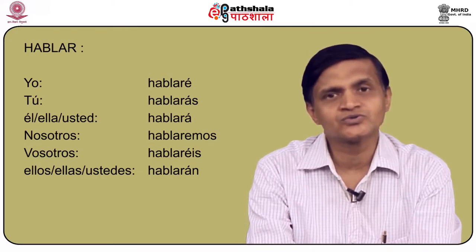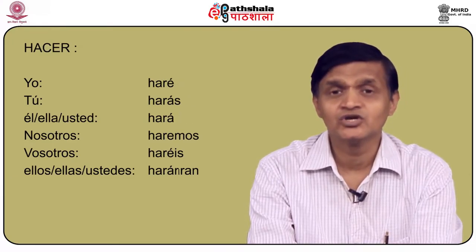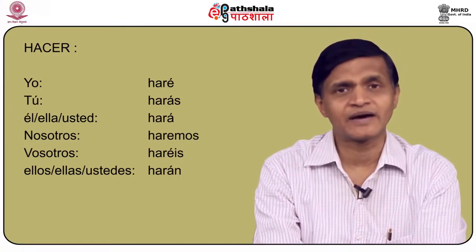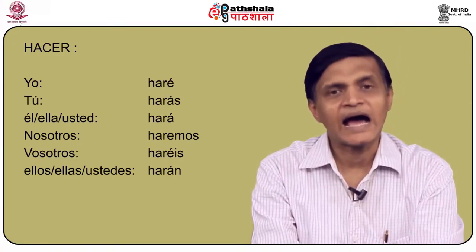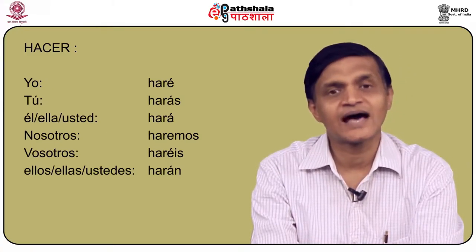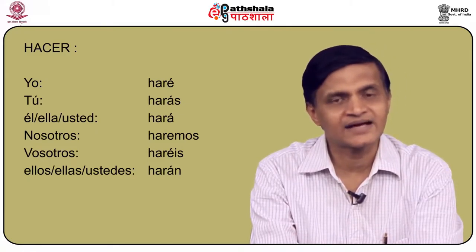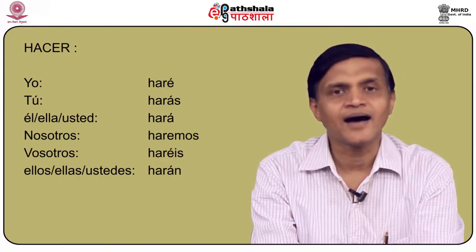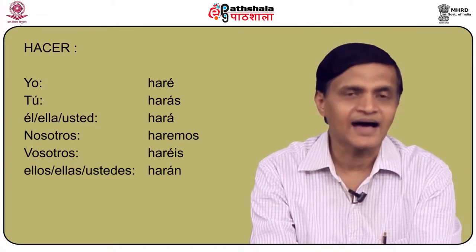How do we go on to conjugate another verb which is important, which is hacer, to do? Well, we conjugate hacer in the following manner in the future tense. Yo haré, tú harás, él, ella, usted hará, nosotros haremos, vosotros haréis, and ellos, ellas, ustedes harán. I repeat, haré, harás, hará, haremos, haréis, and harán.